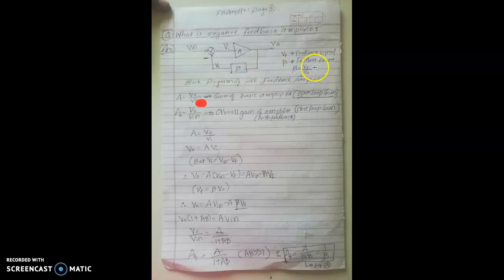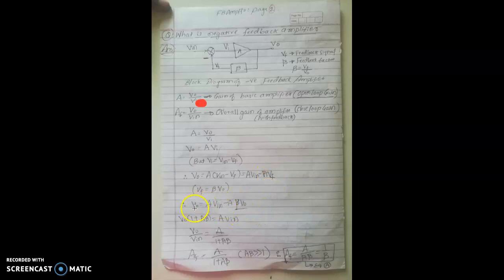Beta is the feedback factor. If at all we want Vf over here, it is beta times V naught. So beta times V naught is substituted in place of Vf here. So what are we going to have? No change in this term. It is written as A Vin minus A times beta V naught. Vf is substituted with beta V naught.